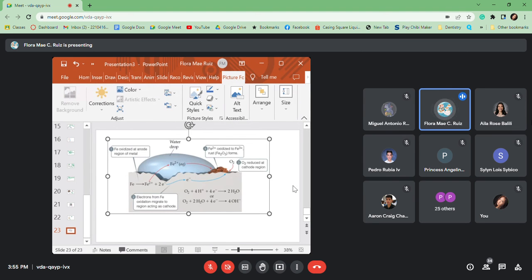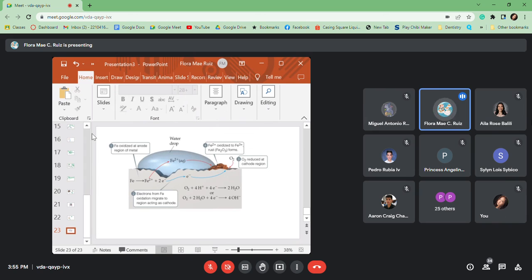Electrons from Fe, these two electrons, migrate to the region acting as the cathode. And O2 is reduced at the cathode region by this reaction. And after that, we now have Fe2+ oxidized to Fe3+, which is your rust, and it now forms Fe2O3. So how do we prevent corrosion?